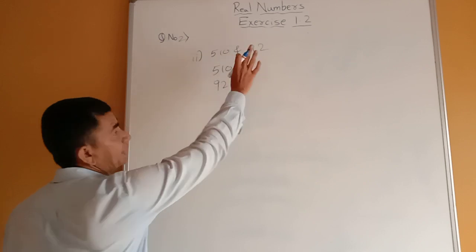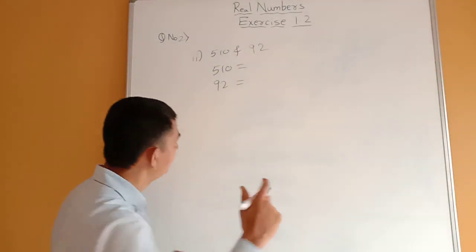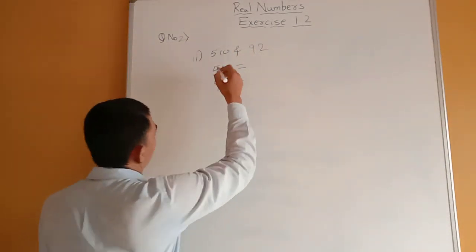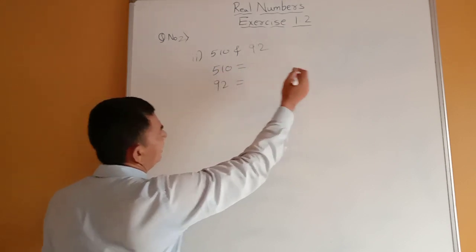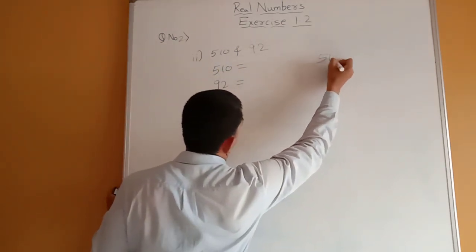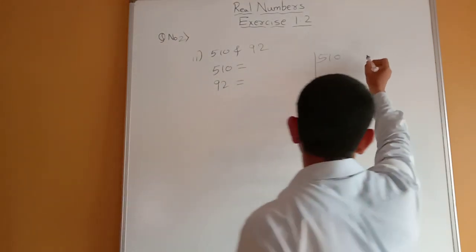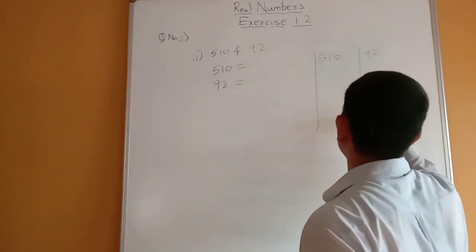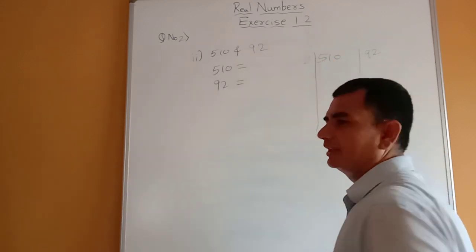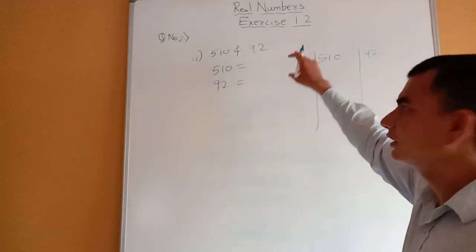Okay, the question is we have to find the LCM and HCF both. First we have to find out HCF. Now this is the factor method. You can take here 510 and 92 also. Now with the help of the prime factors we have to do this one.